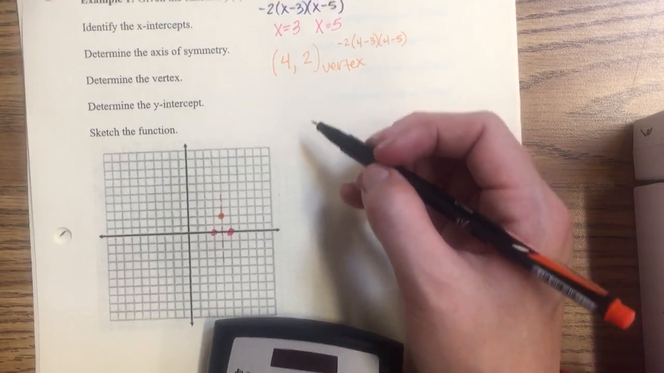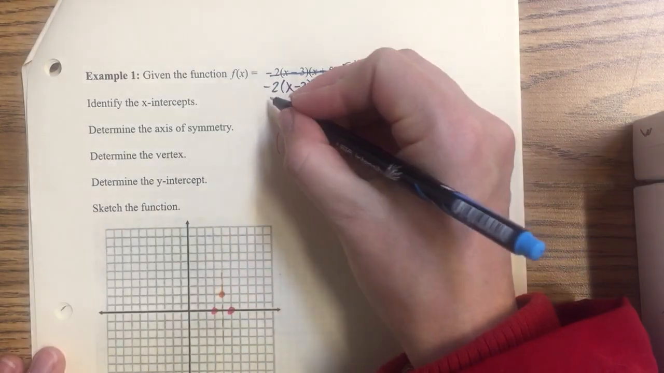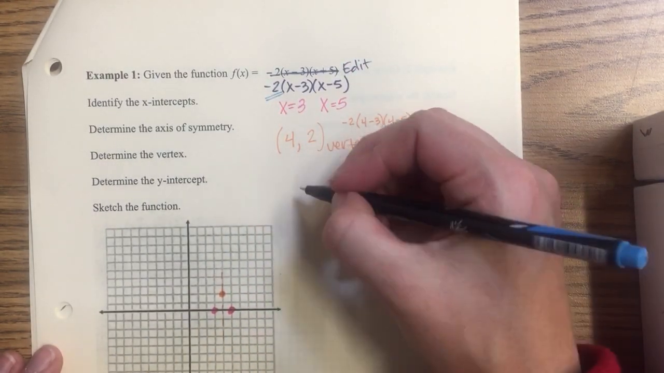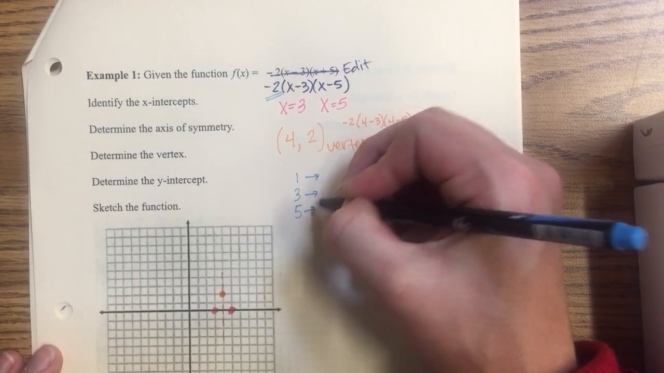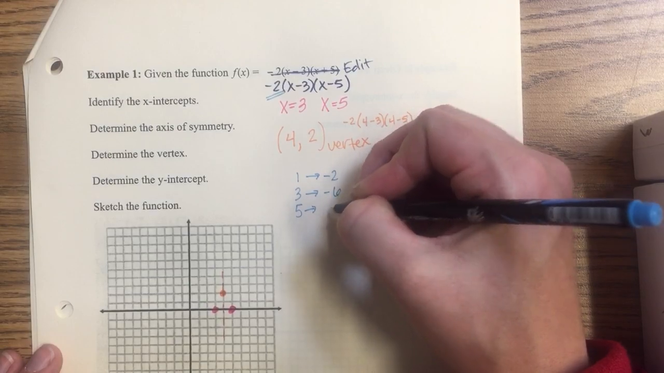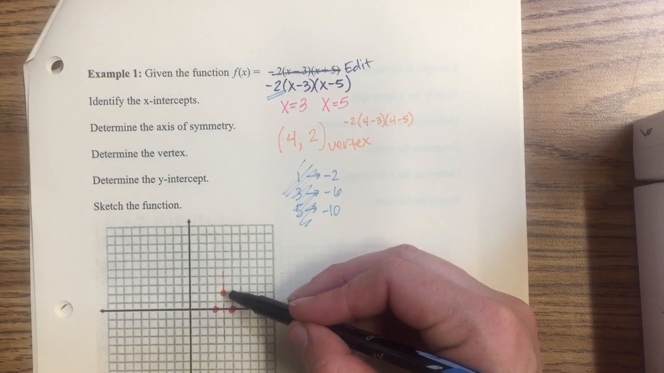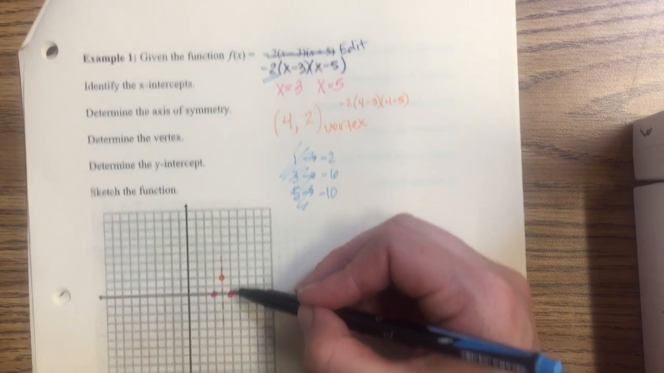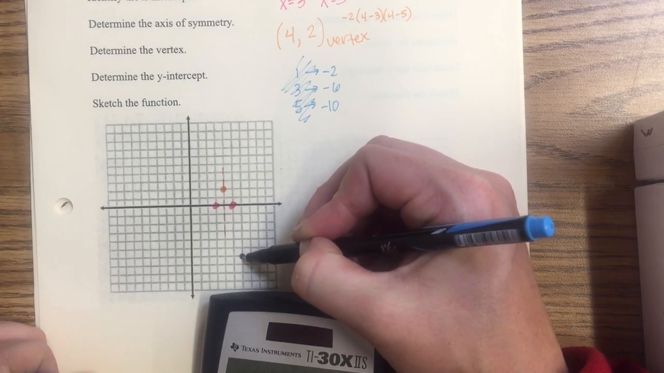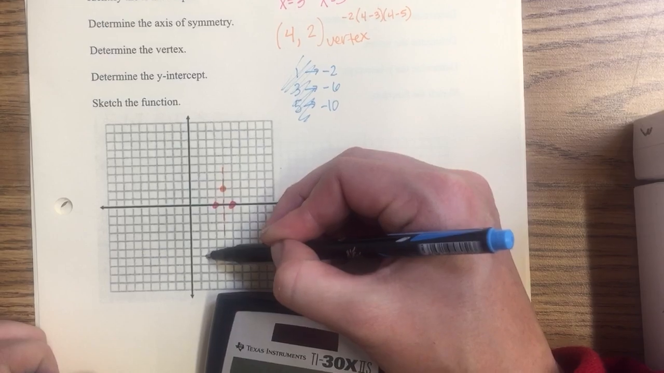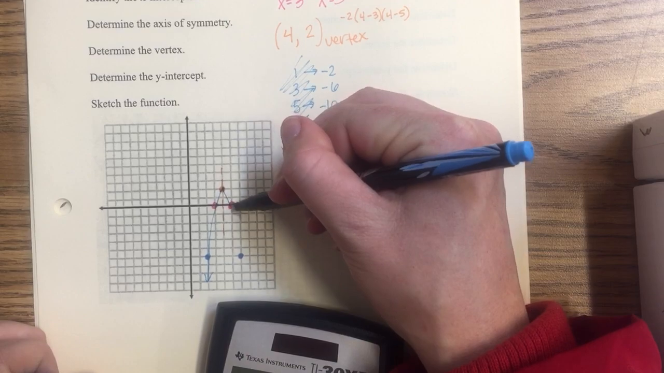Now the reason my graph is opening down is because of this -2 in front. It is making my 1, 3, and 5 go down 2, down 6, down 10. Down 2 over 1, down 1, 2, 3, 4, 5, 6 over 2. And then I mirror it on the left side to graph my parabola.